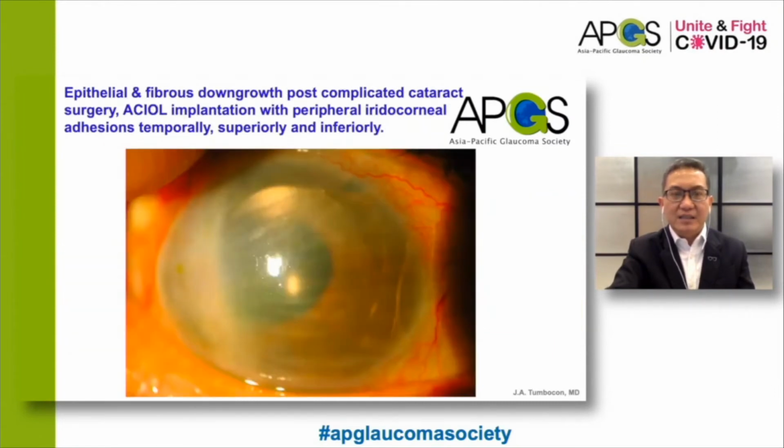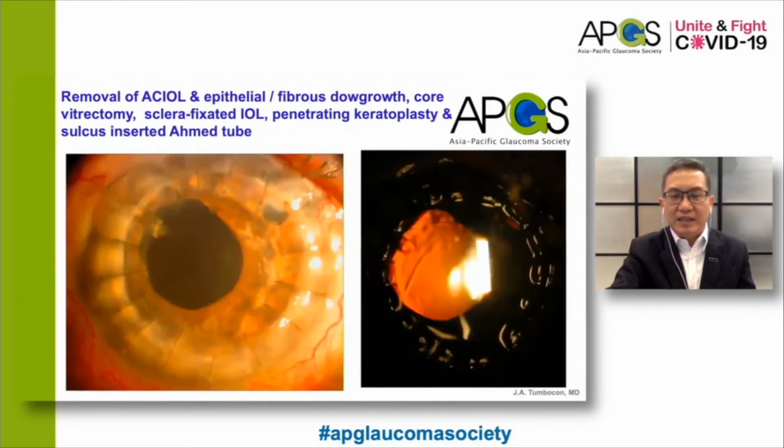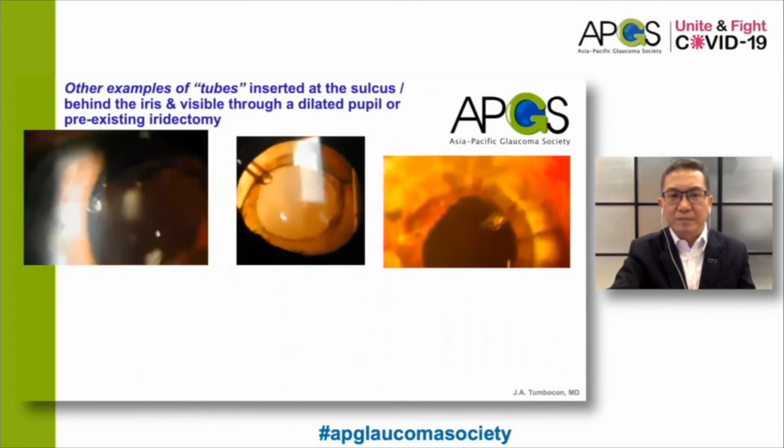This next case is a patient with epithelial and fibrous downgrowth post-complicated cataract surgery with ACIOL. In this eye, we did explantation of the ACIOL, placed a sclerofixated lens, and then did penetrating keratoplasty and inserted the tube through the ciliary sulcus, with the tip of the tube peeking at the edge of the pupil.